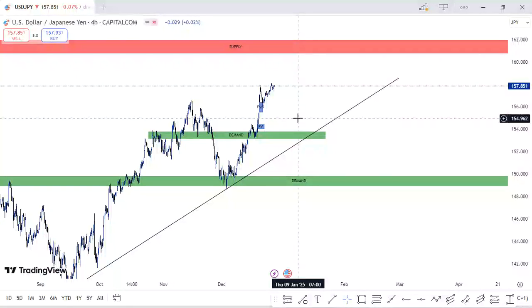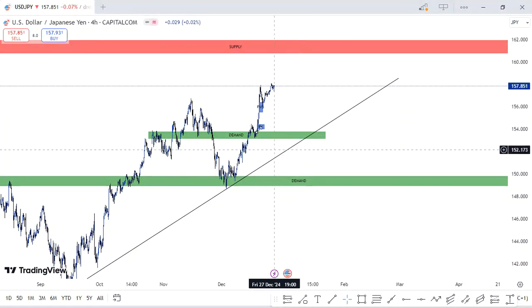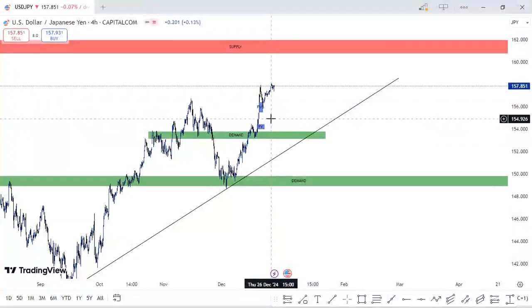Okay, we've not seen any change of character from the market to tell us that the long or buy opportunities ended, and so therefore we should be looking at sell or just short opportunities. The market has not given us any indication of such.